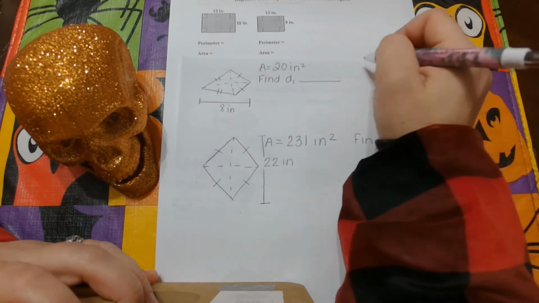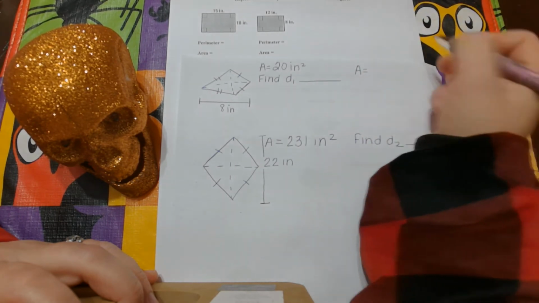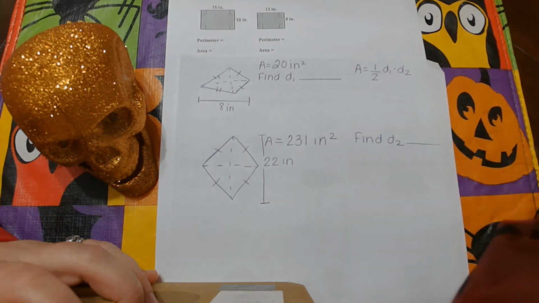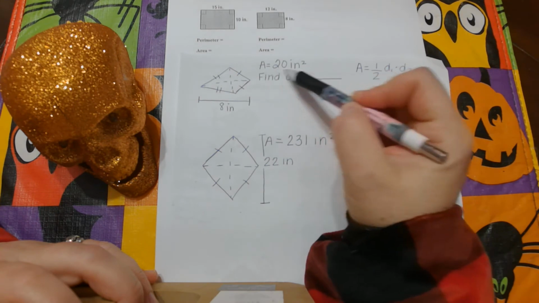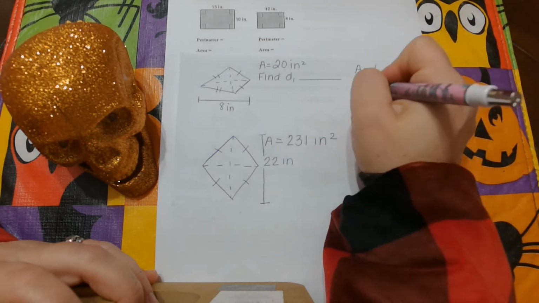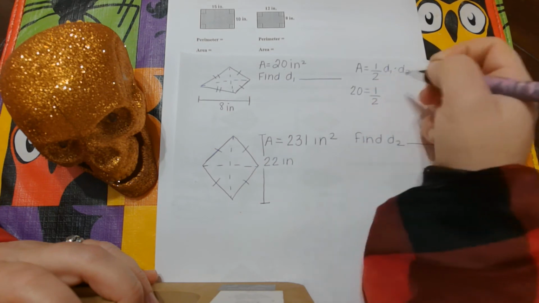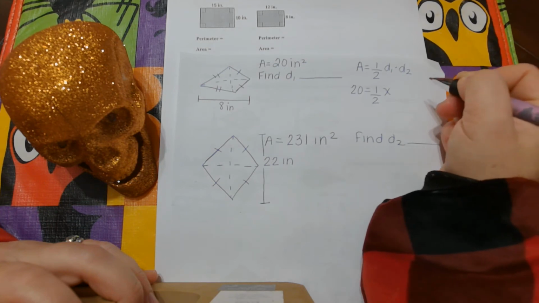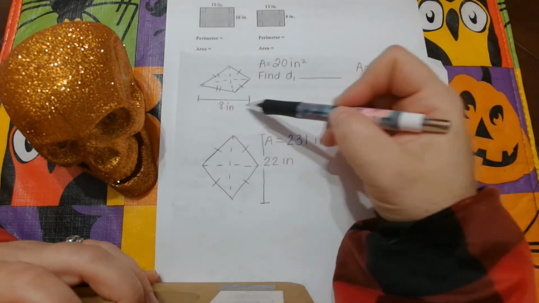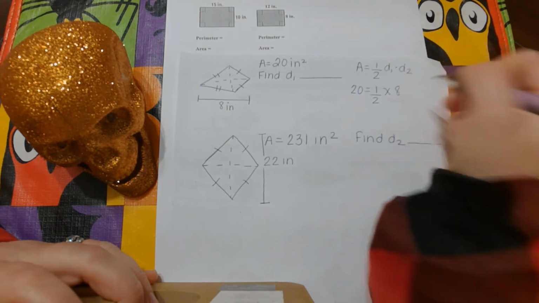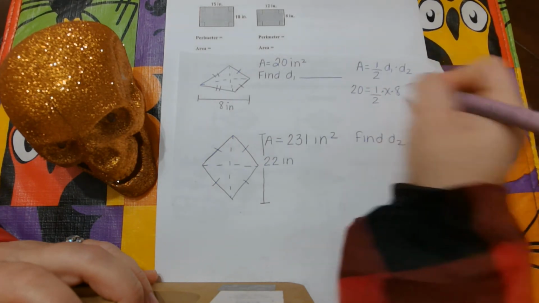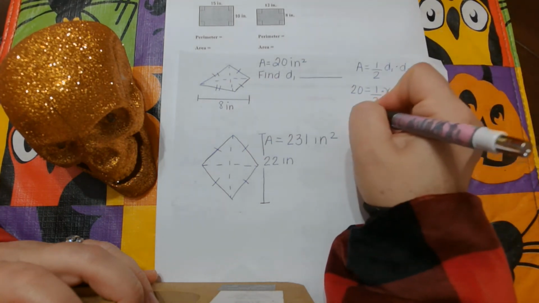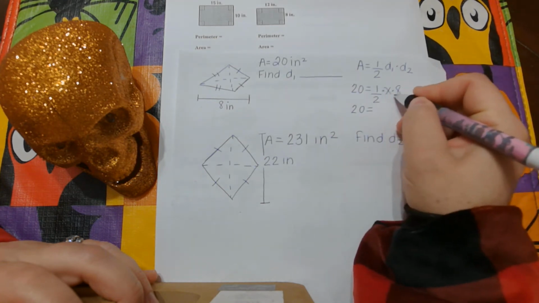We're looking to find diagonal 1. So I'm always going to write out my formula. 1/2 D1 times D2. And in this case, I know that the area is 20 inches squared. So 20 equals 1/2. Diagonal 1, I don't know that. Since I don't know it, I'm just going to call it X and fill it in there. And diagonal 2 is labeled going across the bottom, so that's 8. I'm going to put those little spots in there so I know that's not a multiplication sign and I lose it somewhere. So 20 equals 1/2 times X times 8.